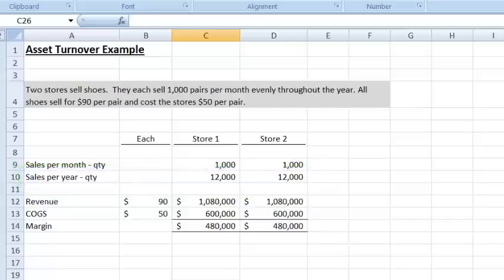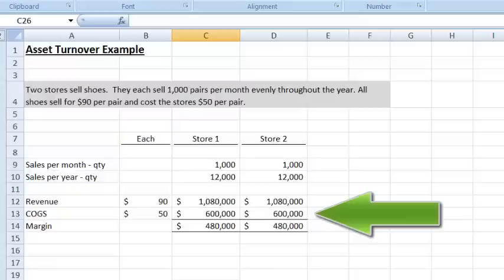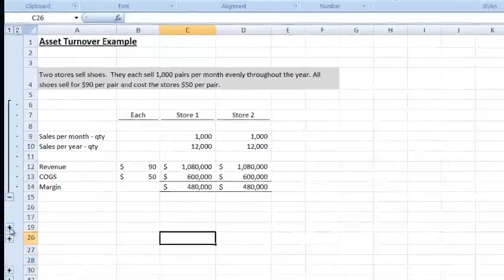And from this we can calculate the first part of a very simple profit and loss statement. We have the revenue, which is $90 per shoe times 12,000, and we have the cost of goods sold of $50 per shoe times 12,000 shoes. And we can see that both stores 1 and 2 have identical profit and loss situations. Alright, so that's our basic setup. Let's add the next variable.